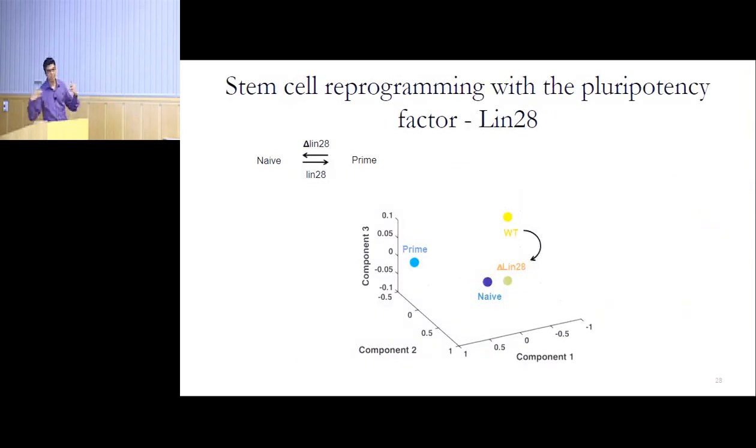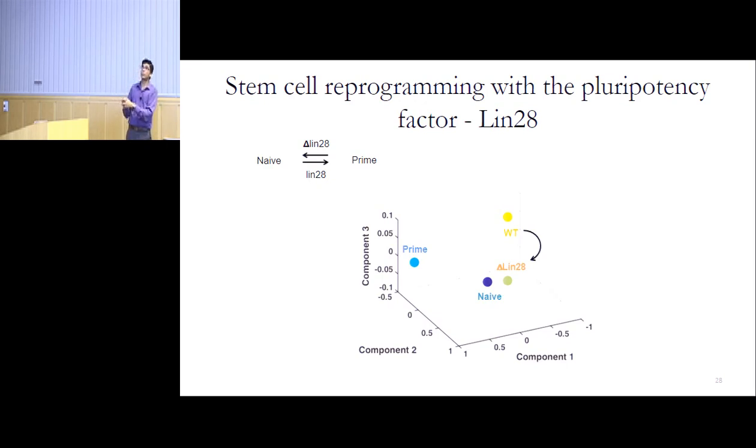So we can also look at cellular states from a more 10,000 foot perspective. We use what's called multi-dimensional scaling, which summarizes the entire set of differences that we saw across 7,000 reactions. In this plot, distances represent how similar or different cell states are. So for example, you have the naive state here, you have the prime state, and then you have the wild type cells with intact Lin28.